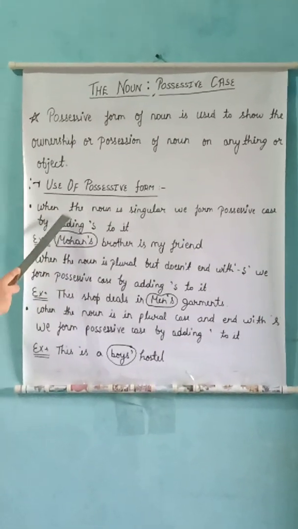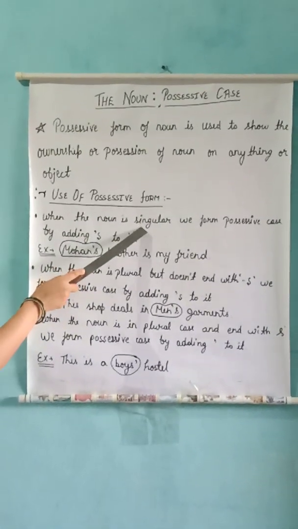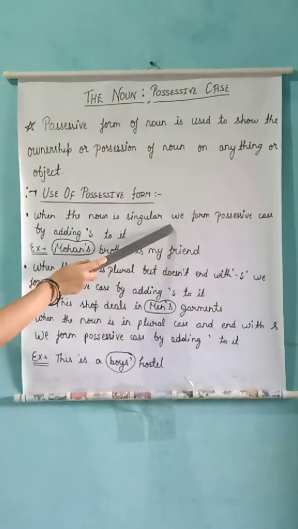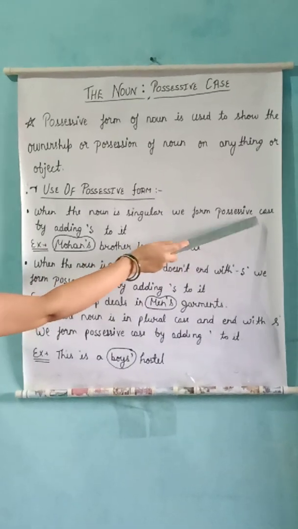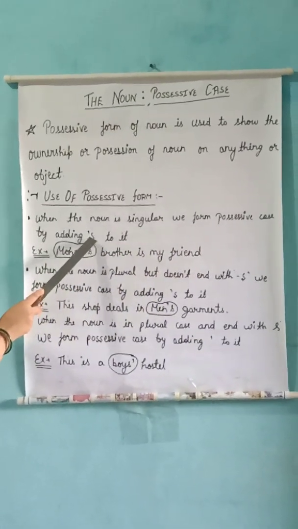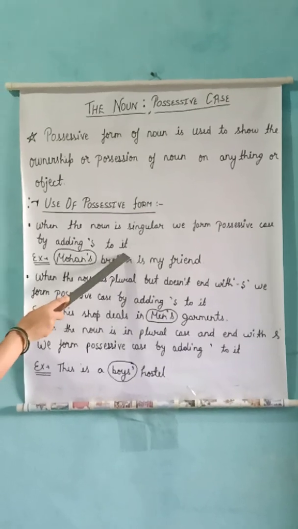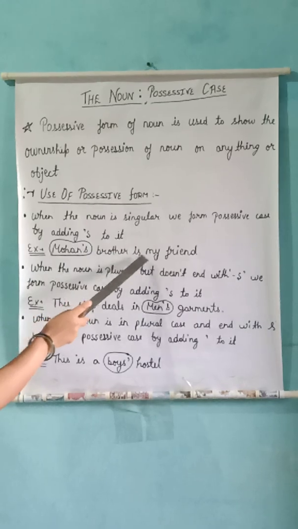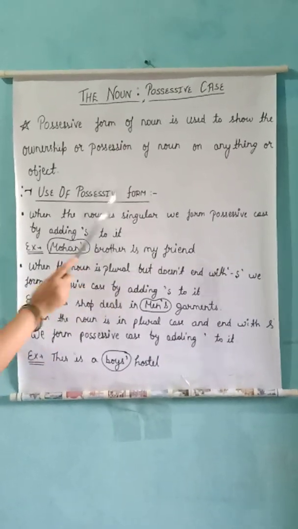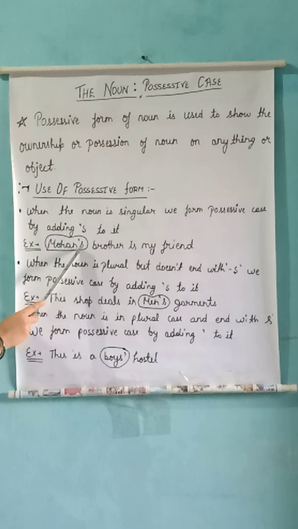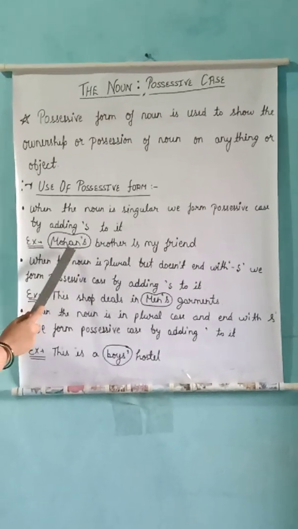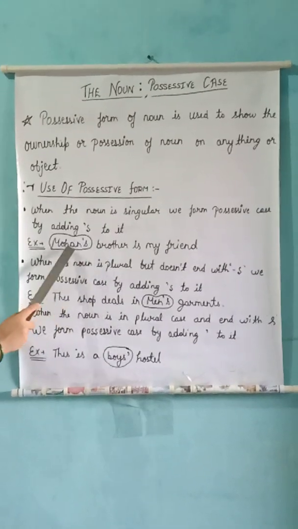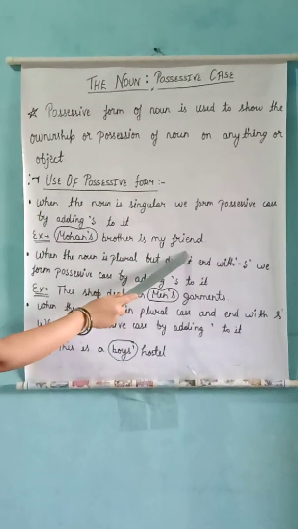Number 1 is when the noun is singular, like he, she, it, or name of any person. We form possessive case by adding apostrophe s to it. For example, Mohan's brother is my friend. Students, we add apostrophe s here to show the relationship between Mohan and his brother. So, we read as Mohan's brother is my friend.